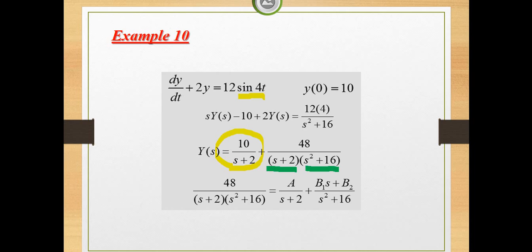In this case, I just changed the b and the c to b sub 1 and b sub 2, but it's exactly treated in the same way we treated this partial fraction which has a quadratic factor, just like we have treated it in the method of undetermined coefficients. This one is readily invertible.